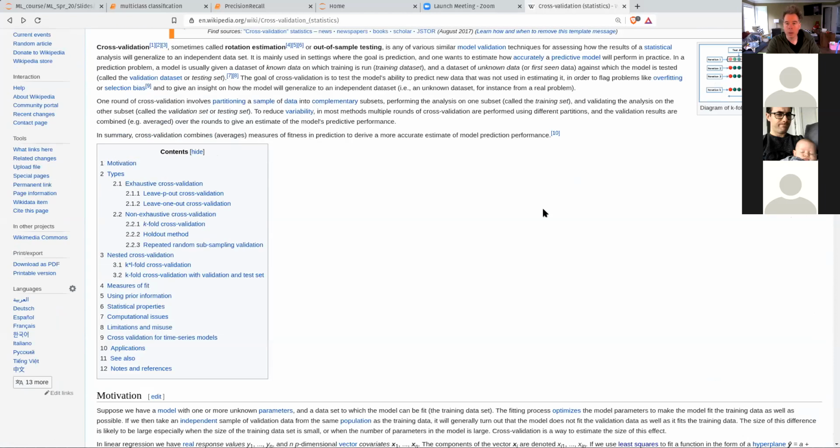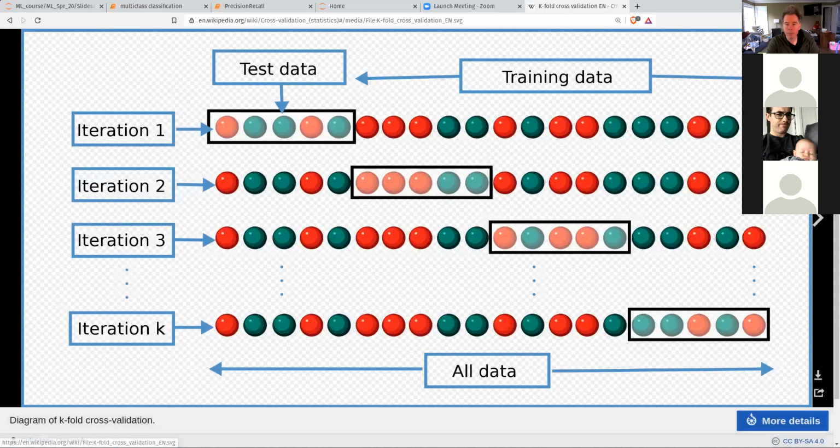Okay, so we got through a lot today. I hope it wasn't too fast there at the end or too disorganized. But does anybody have any questions on cross-validation?